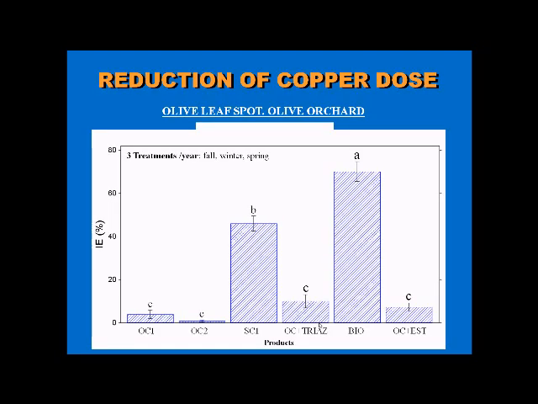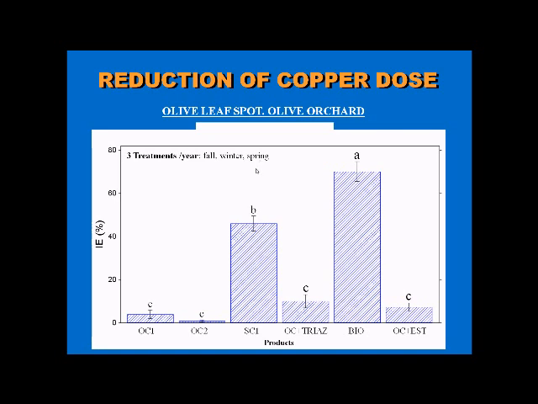In relation to the reduction of copper dose, this graph shows the result of an experiment carried out in an olive orchard against olive leaf spot. In this case, we applied copper oxychloride with 3 treatments per year in fall, winter, and spring at the recommended dose. This would be the control treatment. We applied another treatment with the same product, but in this case we reduced the dose of copper in fall and spring, a one-third reduction of the dose.